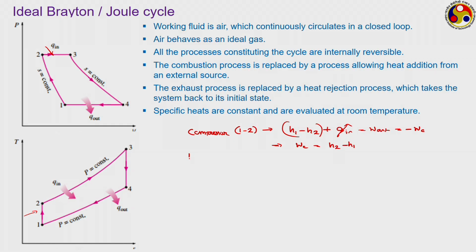Next is the heat addition part, which is 2 to 3. So, for this part H2 minus H3 plus Q in is equal to W out. During this process it is happening at constant pressure, there is no work interaction involved. So, W out can be taken to be 0, Q in is there, Q in is the amount of heat added. So, Q in is H3 minus H2.